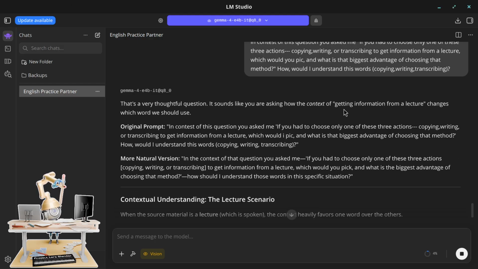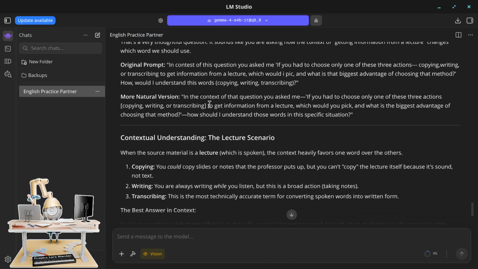That's a wonderful question. It sounds like you are asking how the context of getting information from a lecture changes which word we use.